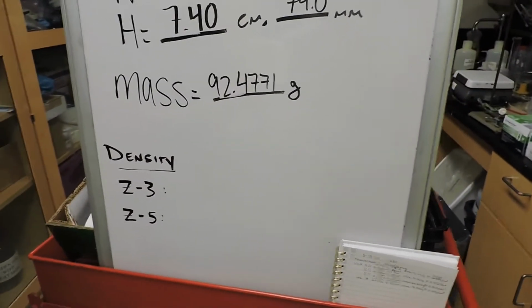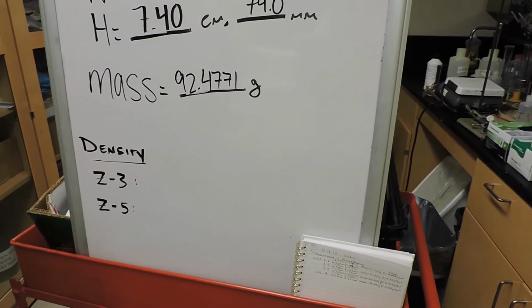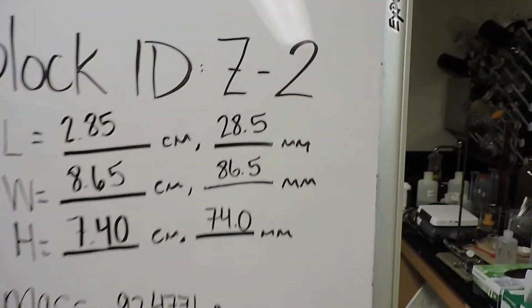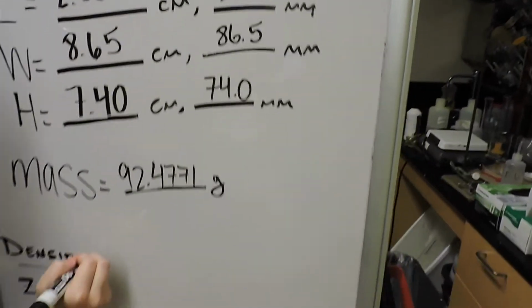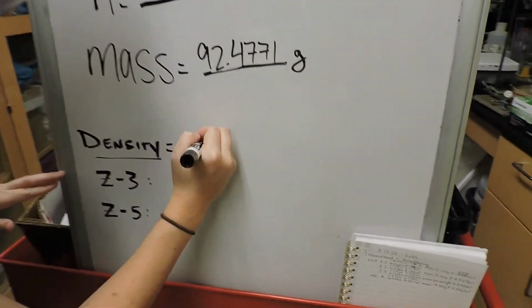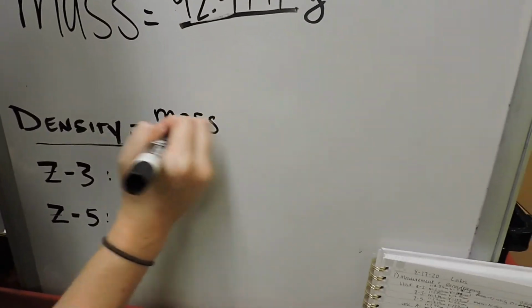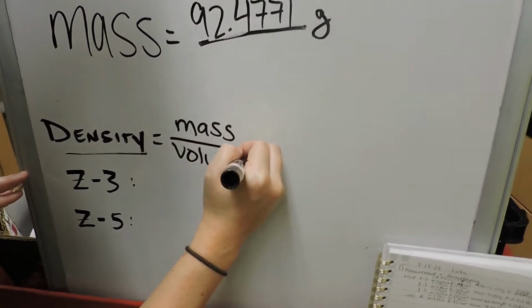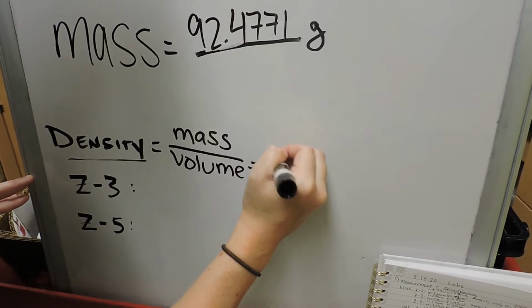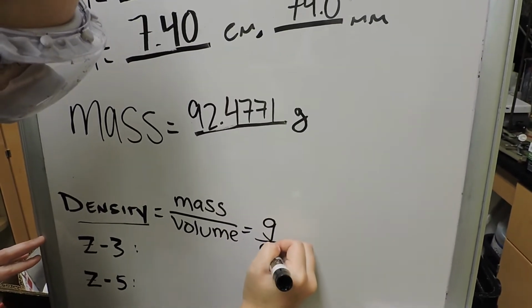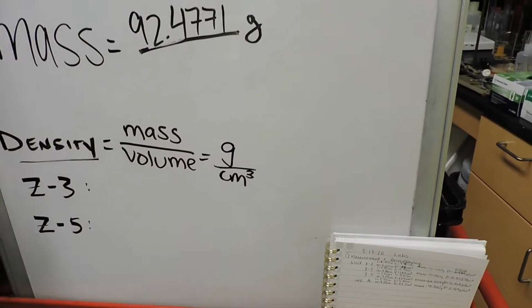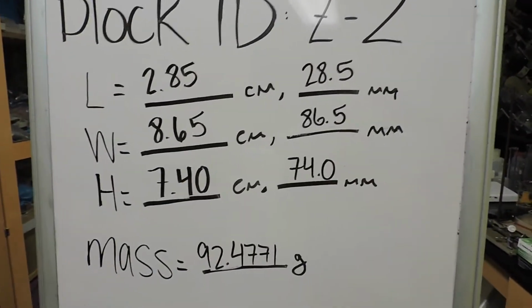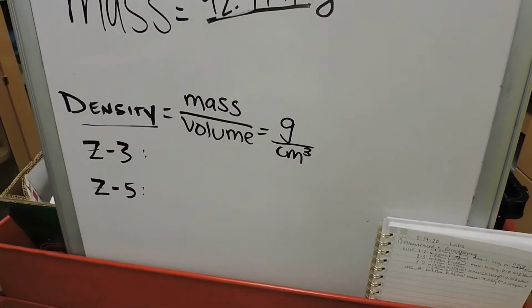Next, using the formula for density, determine the density of your block of wood, which is Z2 for this instance. Since the formula for density equals mass over volume, we can take the mass of our block and divide by the volume of our block, which is length times width times height, and derive the density for it.